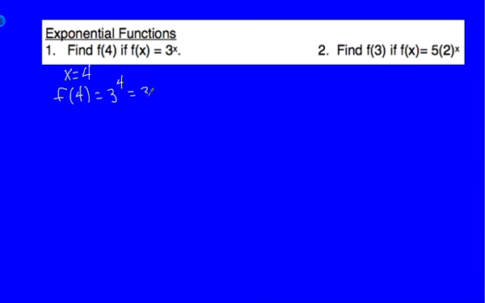Well, 3 to the 4th means 3 times 3 times 3 times 3. 3 times 3 gives us 9. 9 times 3 gives us 27. And 27 times 3 gives us 81. Which means that f of 4 equals 81.